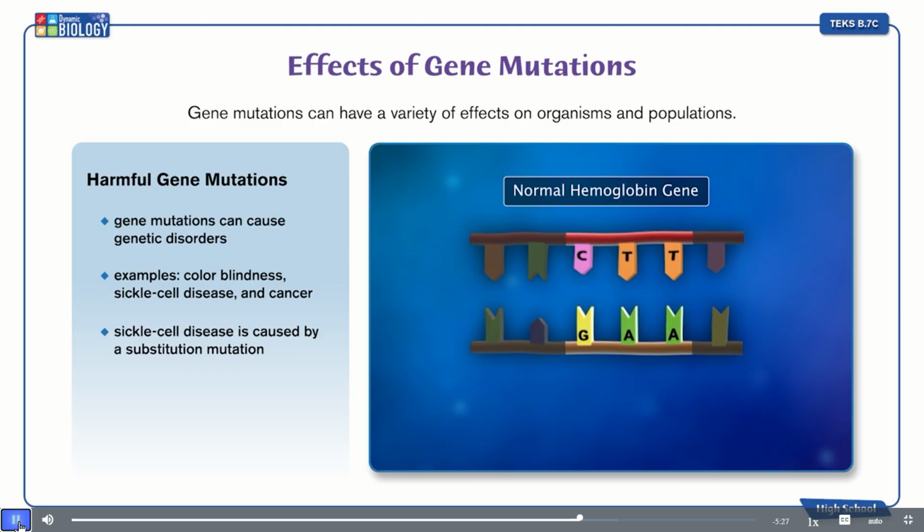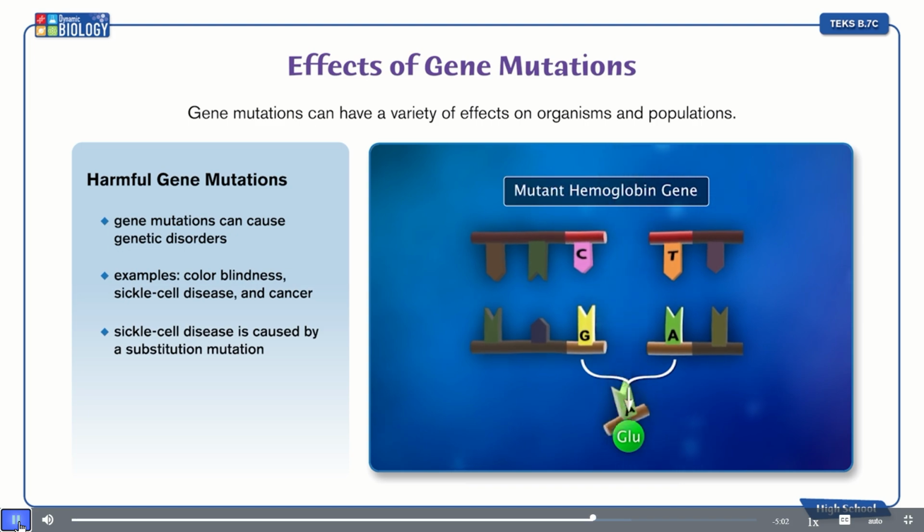You're looking at part of a hemoglobin gene. Here is the DNA, and here is its mRNA transcript. A normal hemoglobin gene contains this codon, which codes for the amino acid glutamine as shown. But in individuals with sickle cell disease, this codon has a mutation, which we're about to watch.